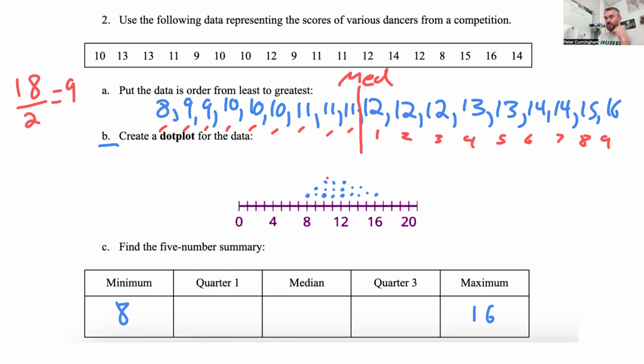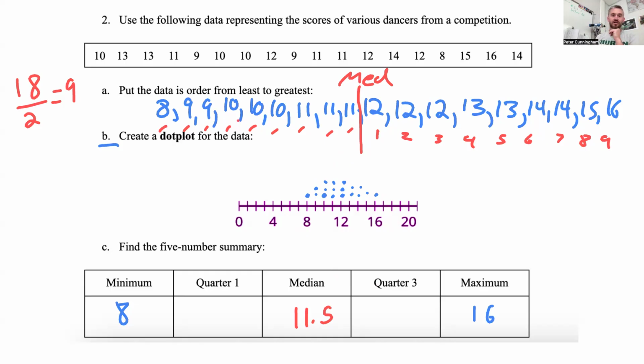If you added those up and got the average, you would get 11.5. Or if you just thought to yourself, what's in between those two numbers? 11.5. Quartile 3. Just ignore the right side of the data. Only look at the left. Quartile 1. Your first quartile is the median for the first half of data.